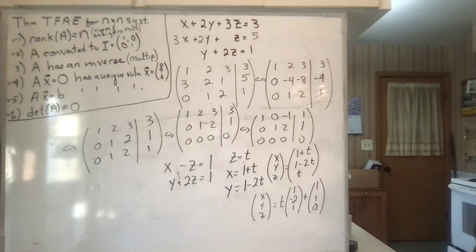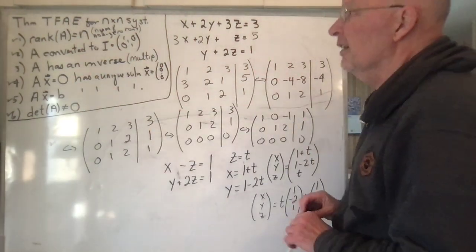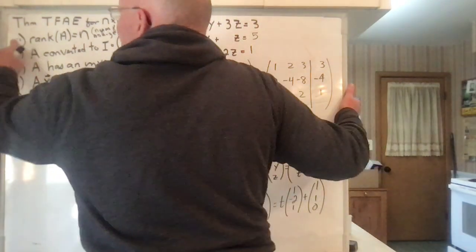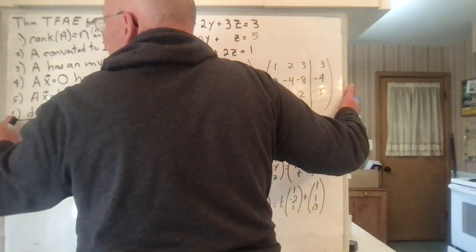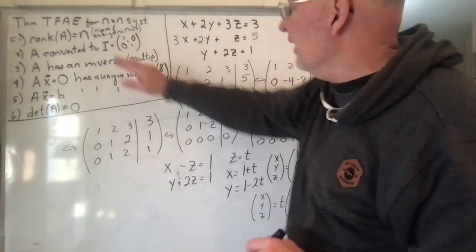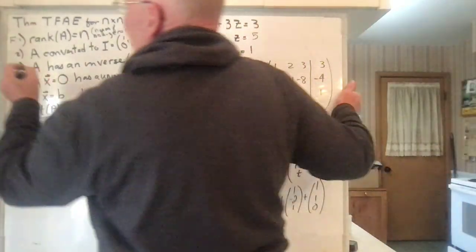Second, I guess another thing to notice is that, well, let's just go down this list. Since one of them failed, they all have to fail, okay? So first of all, the rank was not equal to n. That fails. I'll put an F there for fails. That fails. It could not be converted to I because we end up with a whole row of zeros there, so that failed.